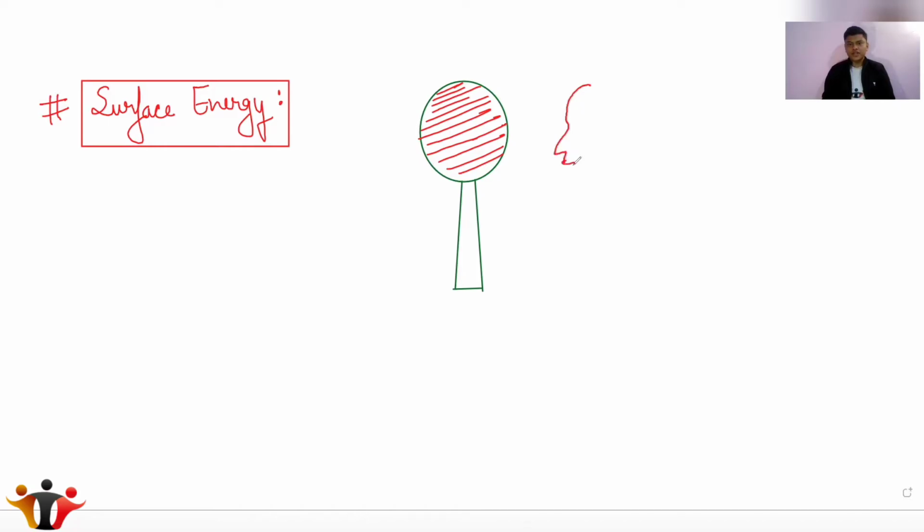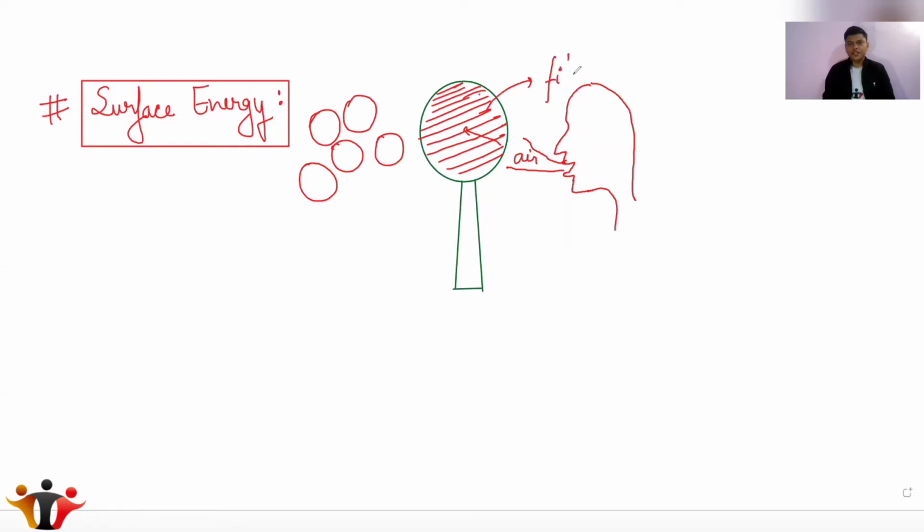If you blow air into it, what will happen? Small bubbles are formed. We are going to talk about this very thin film only. This very thin layer is called the film of soap solution. We are going to talk about only such a thin film. I hope you have understood the meaning of this film.